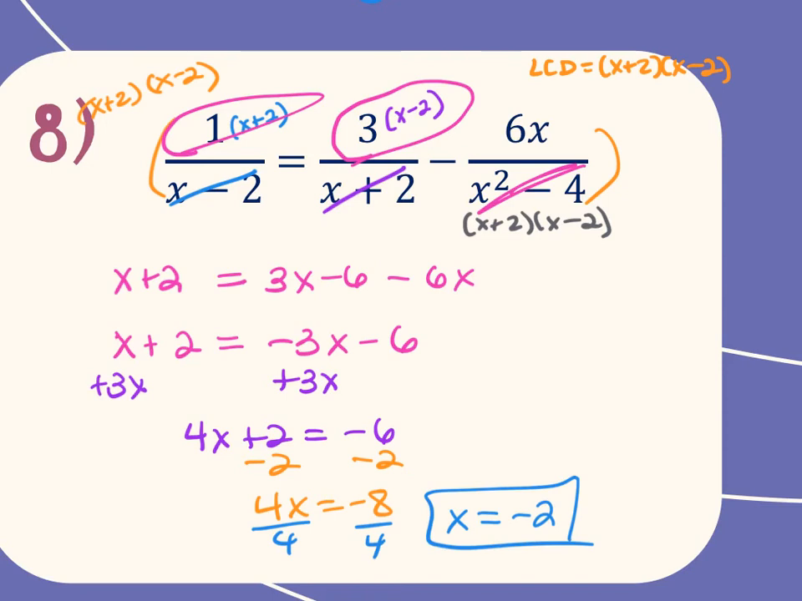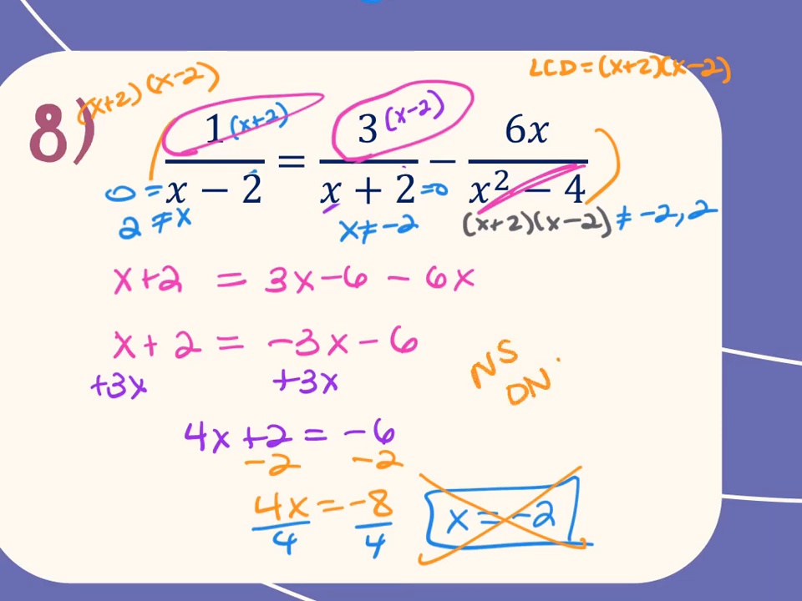Go back to the question. Look at my denominators, right? If I were to set each of them equal to 0, the first would tell me x cannot equal 2. The second would tell me x cannot equal negative 2. And the third, it can't equal negative 2 or positive 2. But we got negative 2, so that's an extraneous root. That actually cannot be used. My answer is no solution, and on WebAssign it's DNE, does not exist.